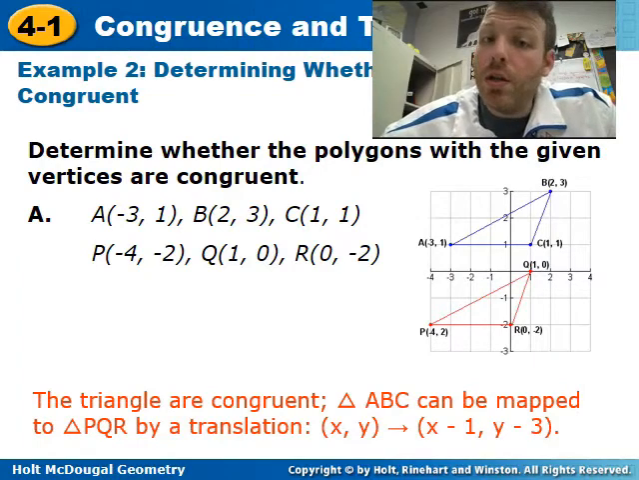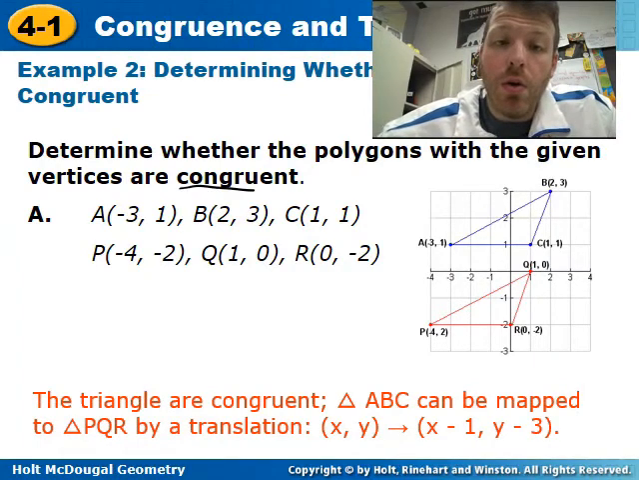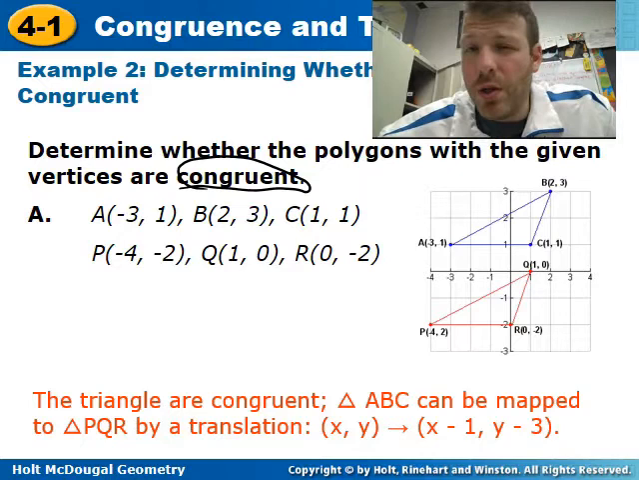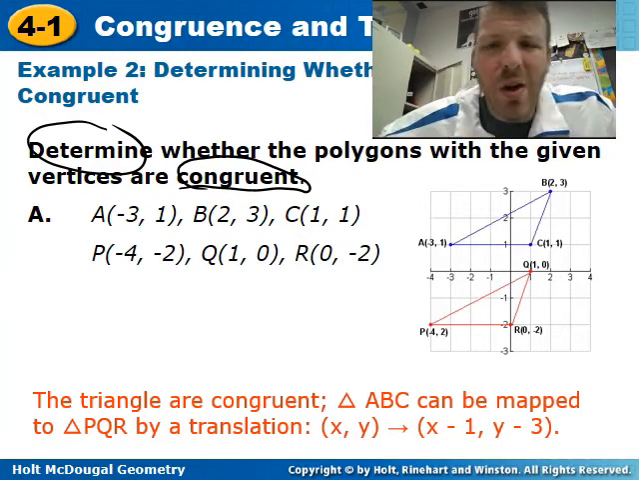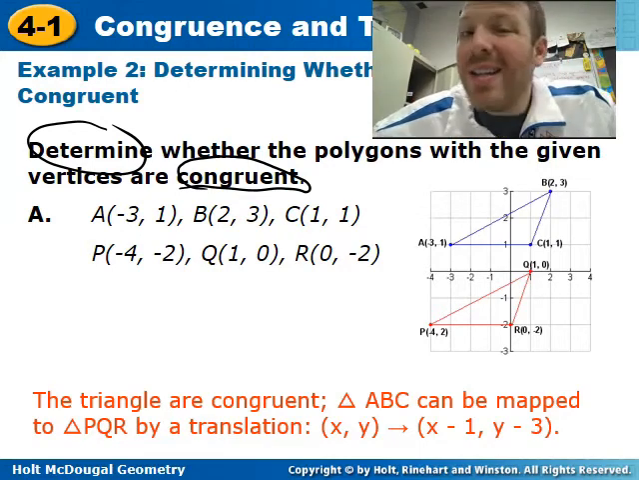Okay, so we're going to determine now whether or not these are congruent or are an isometry or rigid transformation. So to do that, to be able to prove this, because we can't just go, oh yeah, they look the same. That doesn't work, obviously.